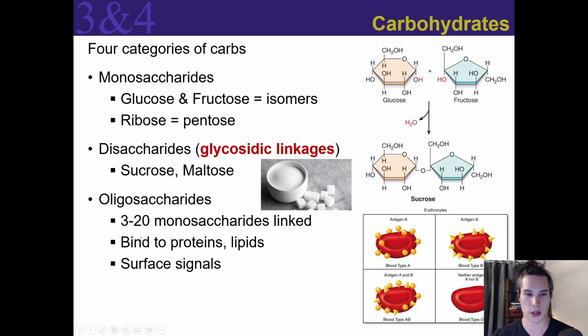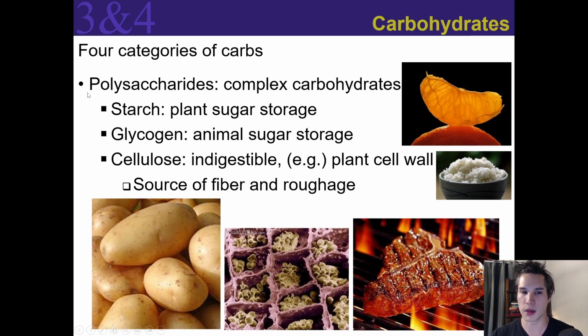And then we've got oligosaccharides. Actually, this is not lastly, this is the third one. We have four to talk about. Oligosaccharides consist of 3 to 20 monosaccharides. These are chains of sugars that sometimes bind to proteins, sometimes to lipids, and they can act as surface signals, much like the antigens on the surface of blood cells that we associate with blood typing. And then lastly, we have polysaccharides. These are our complex carbohydrates.